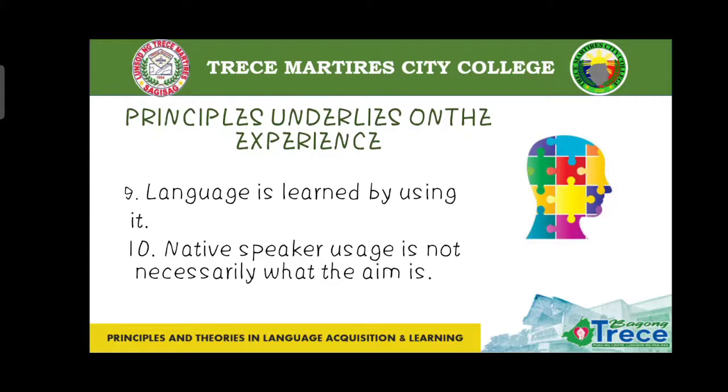The tenth is when Sunny says, "Let's drink coffee." While this is grammatically accurate, it is not the way that an English speaker would convey this message. However, the teacher does not correct him. So it says here that native speaker usage is not necessarily the aim. There is still a difference between when the native speaker speaks the target language versus when the user of the target language uses it.